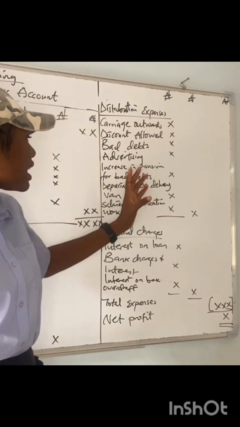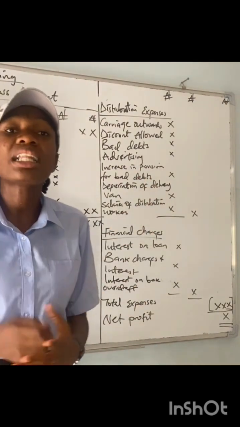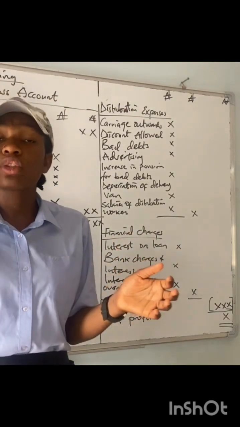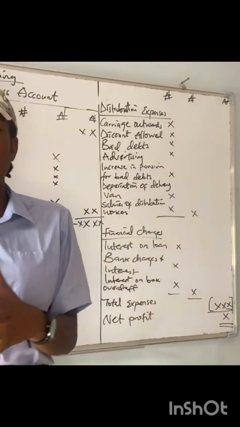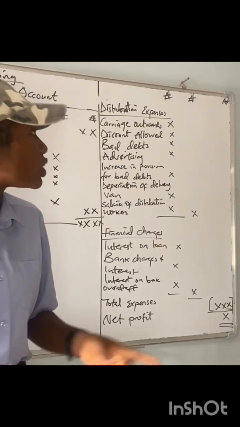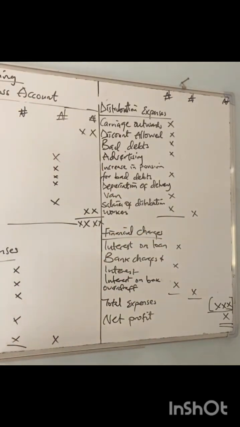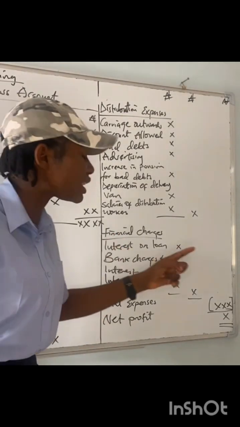So we consider that, and then we see also the salaries of the distribution workers, those who are involved in moving goods from the business to the customers. Their salaries are also considered as what? Distribution expenses. And the last expenses we want to be looking at in this video is the financial charges, financial expenses.